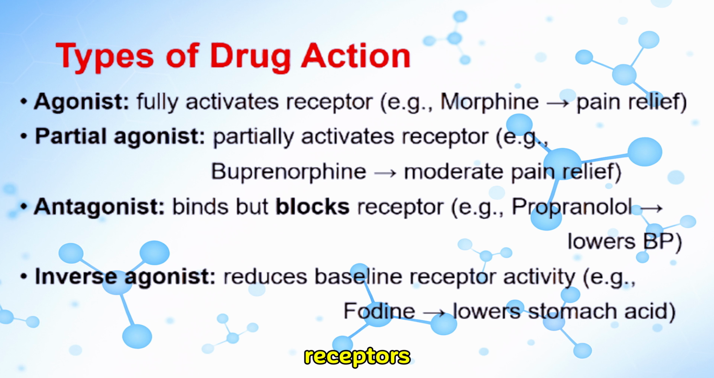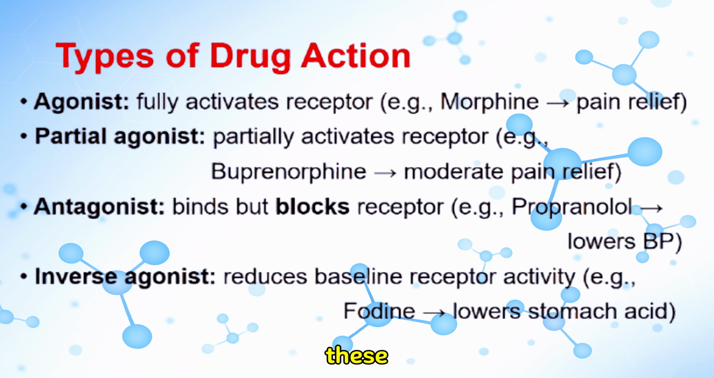Antagonists. These bind to receptors but do not activate them. Instead, they block the receptor and prevent other substances from binding. Example, propranolol binds to beta receptors in the heart and prevents adrenaline from acting. This helps reduce blood pressure and heart rate.